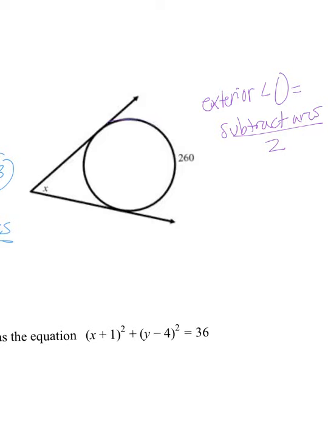So this is an arc you've already been given. This is 260. You could figure out this arc by subtracting 260 from 360 to get it. Then you're just going to subtract these two arcs and then divide by 2 to get x. So go ahead, pause the video, and try that one on your own.